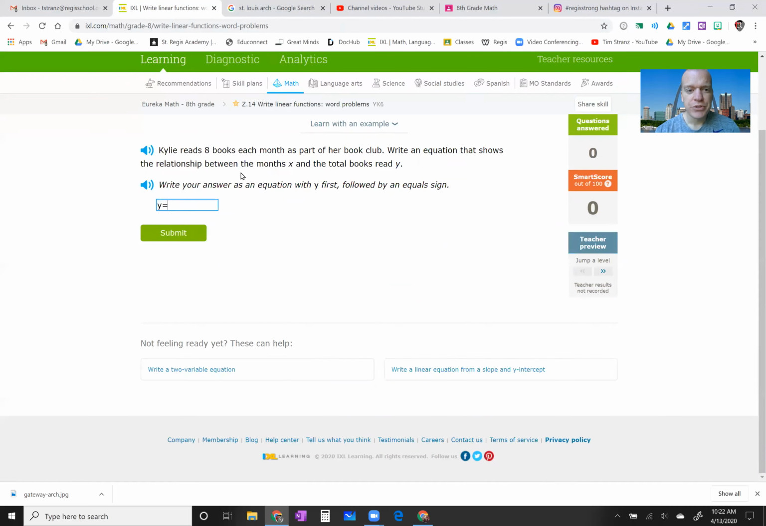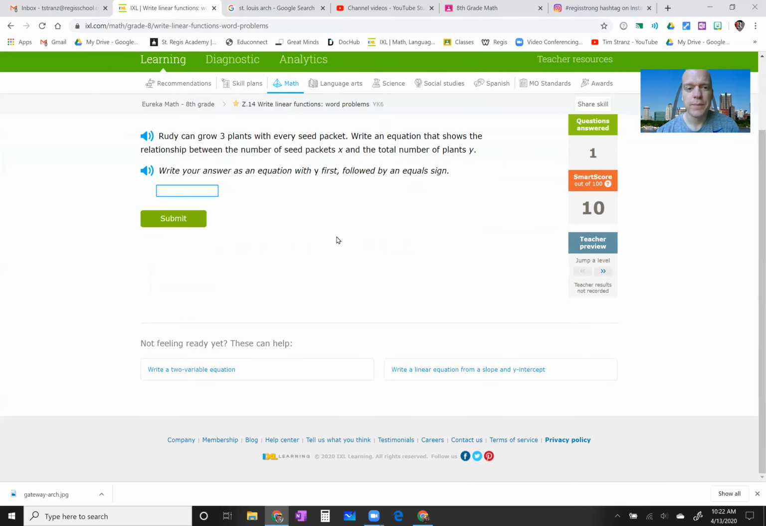So remember that. It's always going to be y equals. Now she reads 8 books each month. What is 8 going to represent in your equation? Remember, 8 is your slope, right? So 8 each month. So y equals 8x, and then plus or minus b, but there's no other number in here. So it's just that, right? You could put this plus 0, but you don't need to.